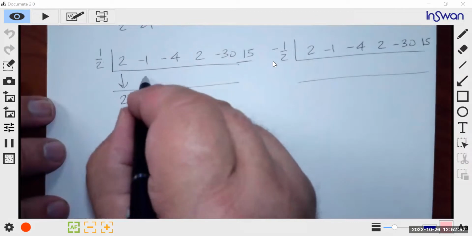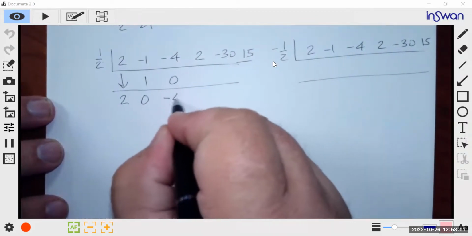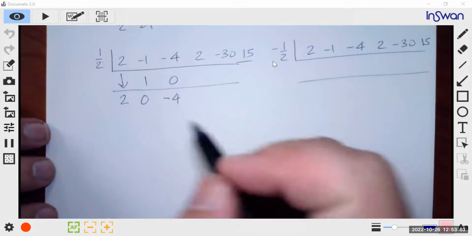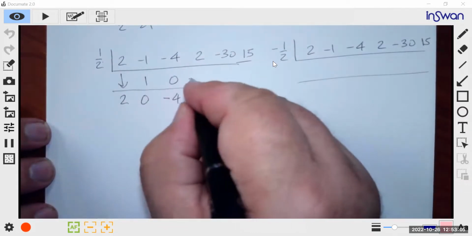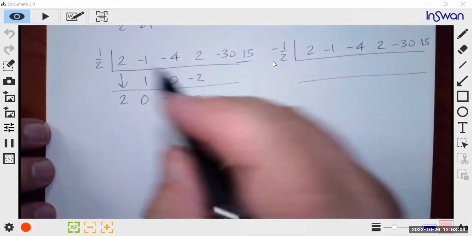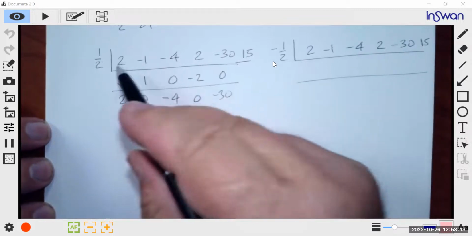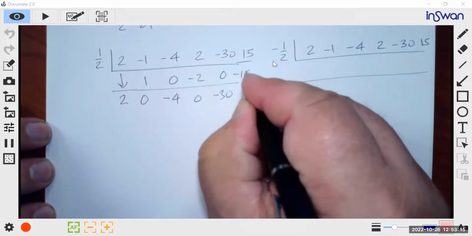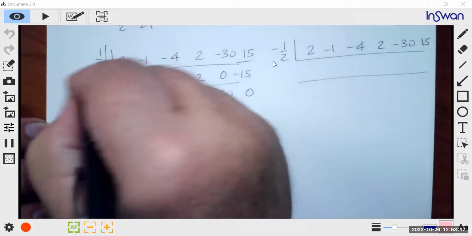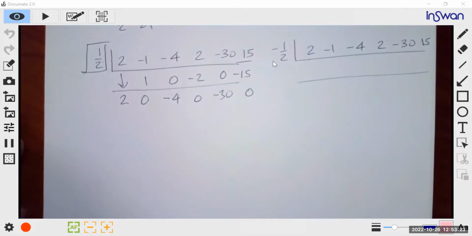-1/2 times 2 is -1. -1 minus 1 is... 0 times... is -4. 1/2 times -4 is -2. That's 0. -30. 1/2 times -30 is -15. Yes. There's our first solution. It's +1/2.